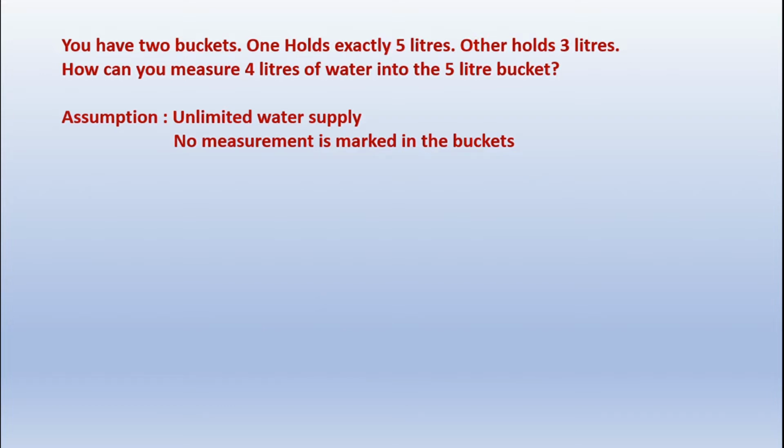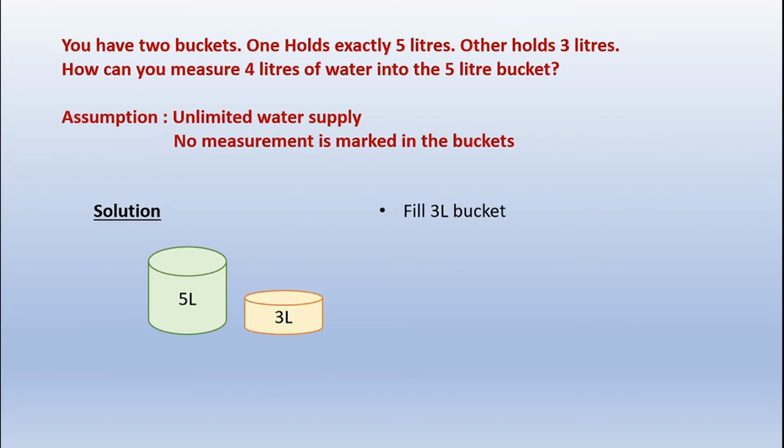So let's look at another analytical question. So here you have two buckets. One holds exactly 5 liters. The other holds 3 liters. So how can you measure 4 liters of water into the 5-liter bucket? By assuming that you have an unlimited water supply and that there are no measurement markings of any kind on the buckets. Let's look at how can we solve this.